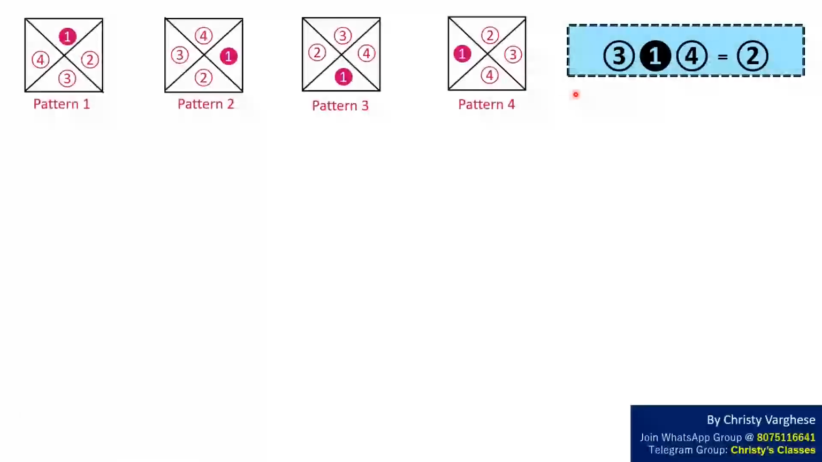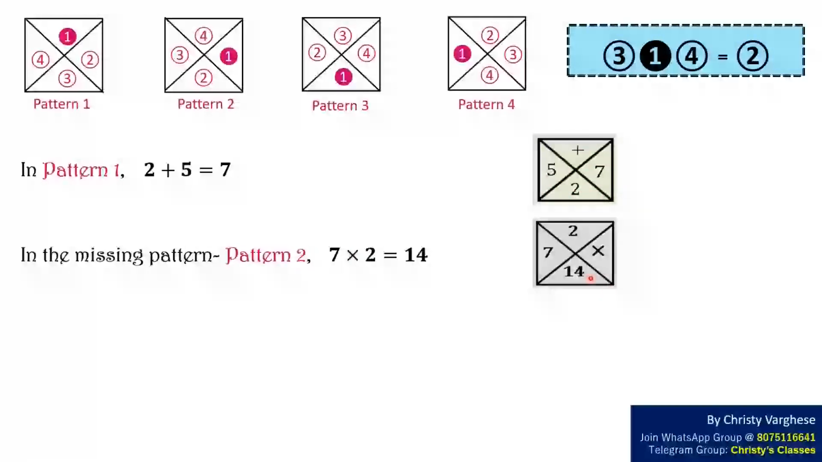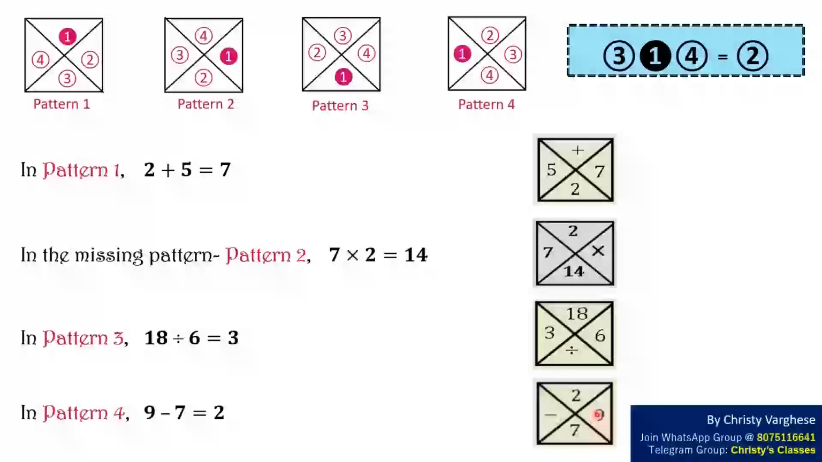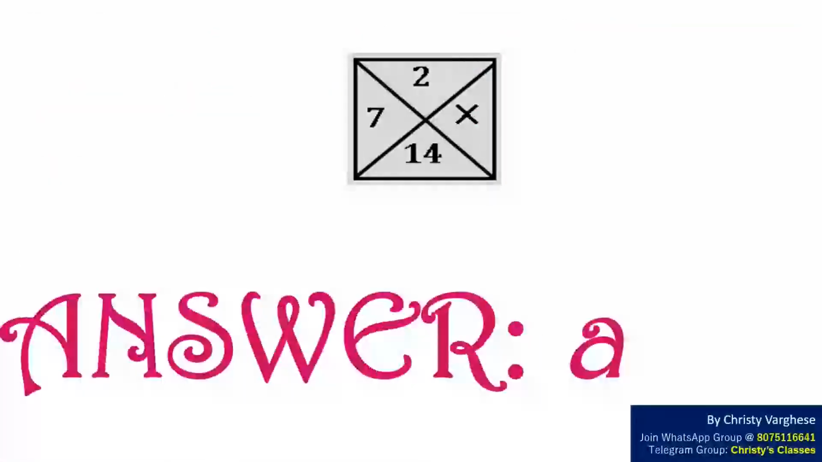Let us apply the predefined rule to all the patterns 1, 2, 3 and 4. In pattern 1, 2 plus 5 equals 7. In the missing pattern, pattern 2, 7 into 2 equals 14. In pattern 3, 18 divided by 6 equals 3. In pattern 4, 9 minus 7 equals 2. Hence, option A is the right answer.